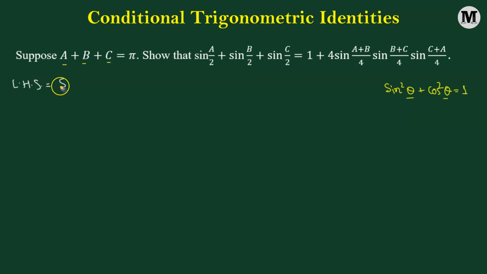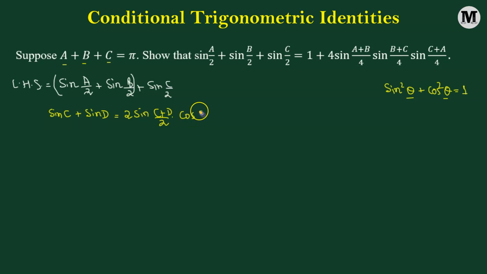On the left hand side we have sine of the half angle a over 2 added to sine of the half angle b over 2 added to sine of the half angle c over 2. Now we're going to add the first term and the second term by taking help of the trigonometric formula. If we have sine of angle c added to sine of angle d, this is simply given by 2 times sine of the angle (c plus d) over 2 multiplied by cosine of the angle (c minus d) over 2. Fine.